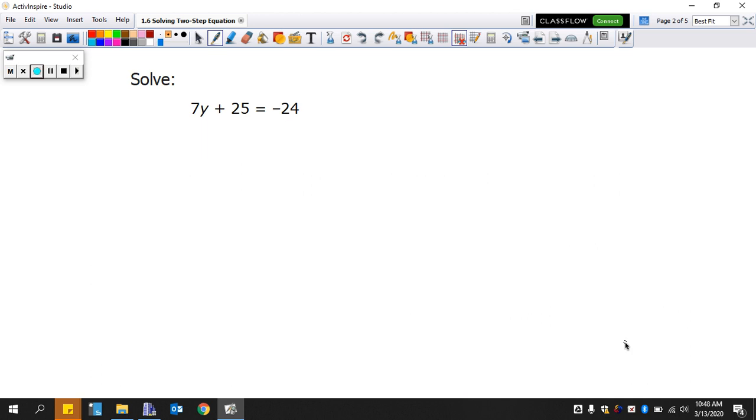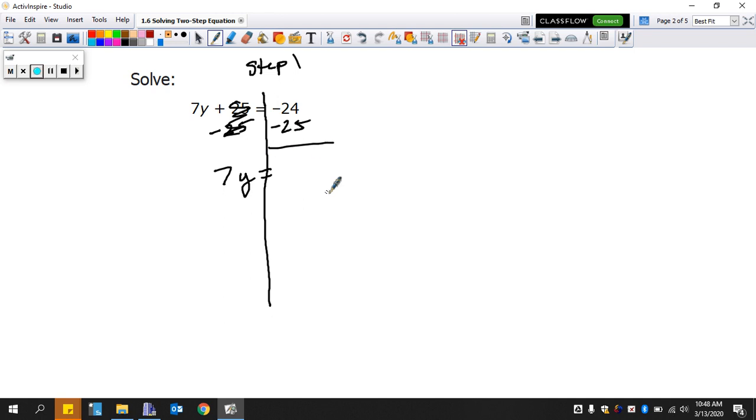All right, so the first example. Remember, step one is to draw a vertical line. In this case, we don't have any like terms, we're not dividing anything, and we don't have the distributive property. So the second thing is we're going to subtract 25 from both sides, minus 25 and minus 25. That cancels out, so over here we're left with 7y is equal to, now these are both negative, so that means that you combine them, and we end up with negative 49.